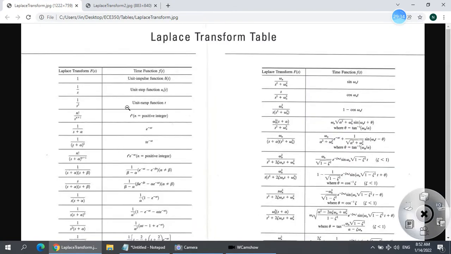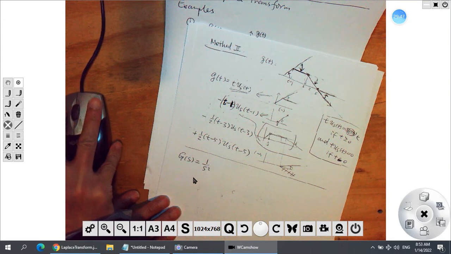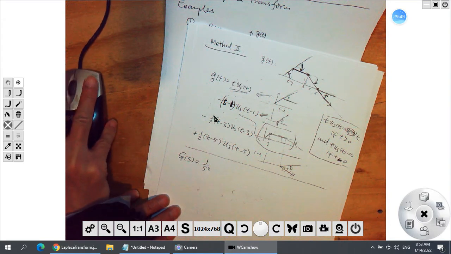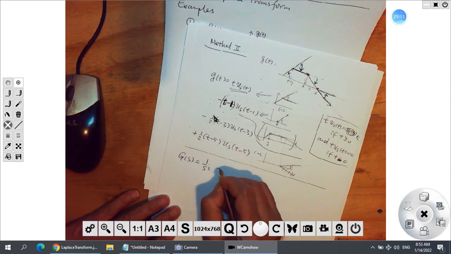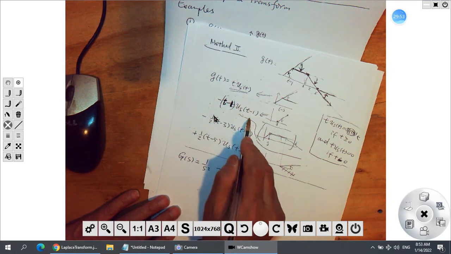Yeah, the ramp is here, right? T gives us 1 over s squared. And then t gives us 1 over s squared. Then we need a minus. You see, this is also a ramp.